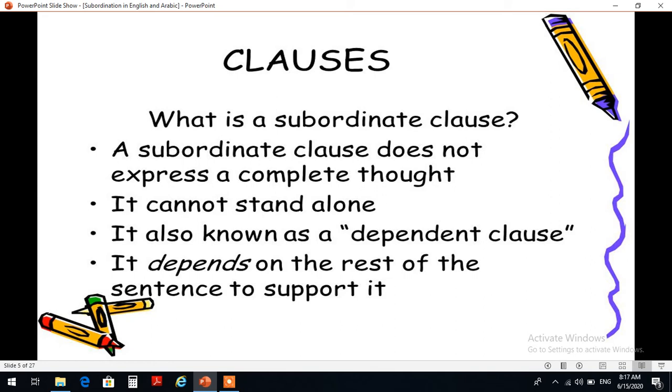It is also known as a dependent clause. أيضا أما أن نسميها subordinate clause أو dependent clause يعني نفس التسمية. It depends on the rest of the sentence to support it. تعتمد على بقية الجملة كي تدعمها وتكمل معناها، لأن كما قلنا معناها يكون ناقص، تحس إنه أكو خلل إذا استخدمنا العبارة الفعلية التابعة لوحدها. لازم أكو شيء يكمل معنى هذه العبارة، ولذلك نسميها dependent أي إنها غير مستقلة وتعتمد على عبارة أخرى كي يكتمل معناها.